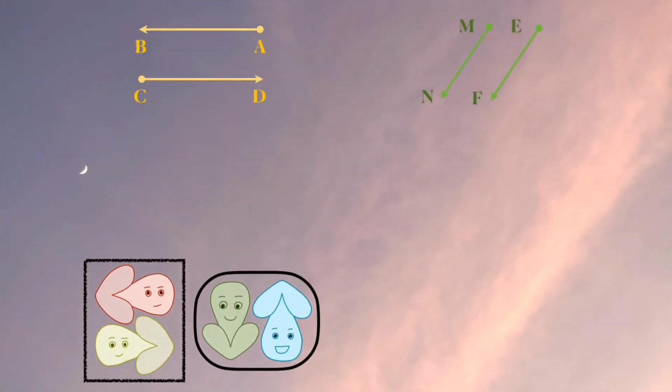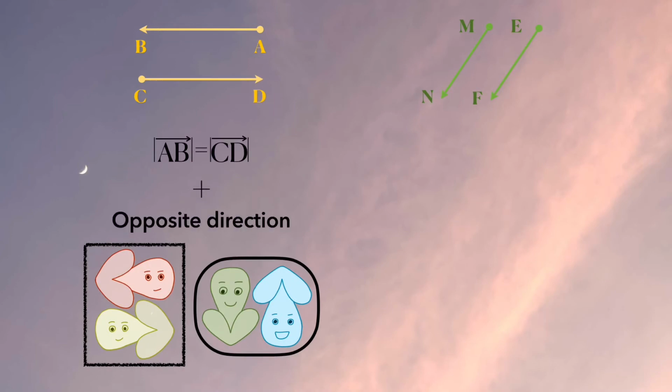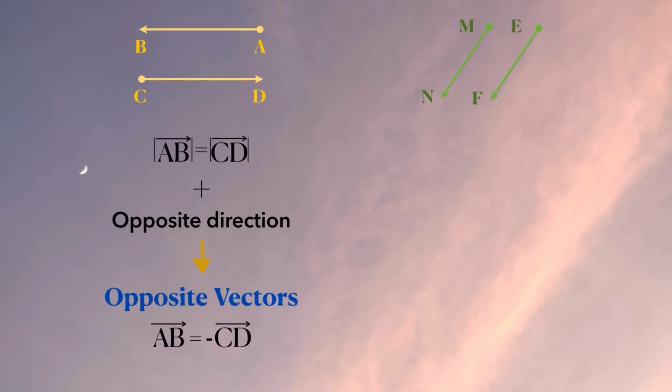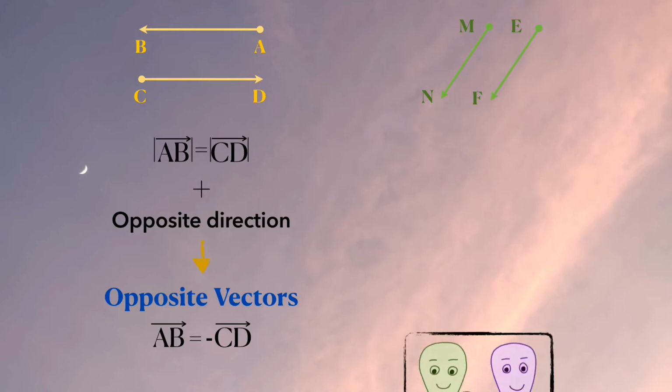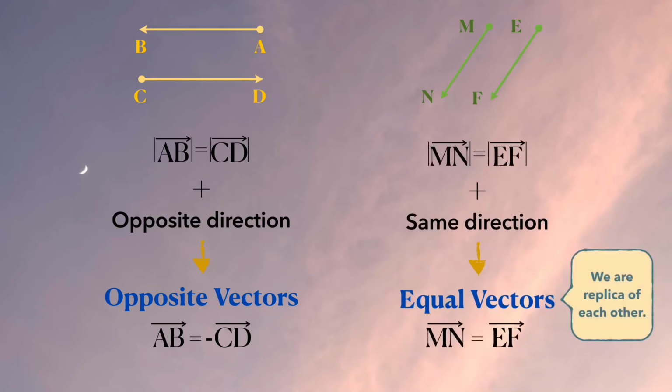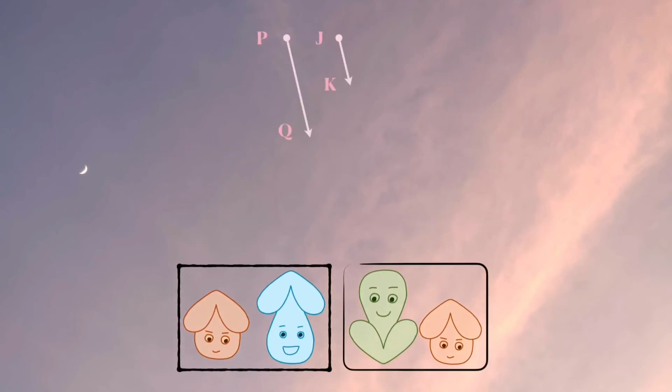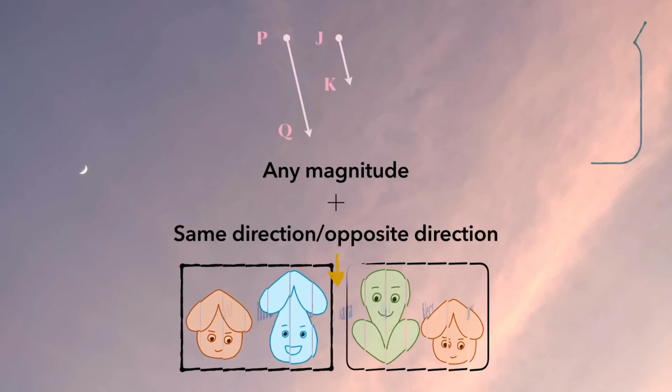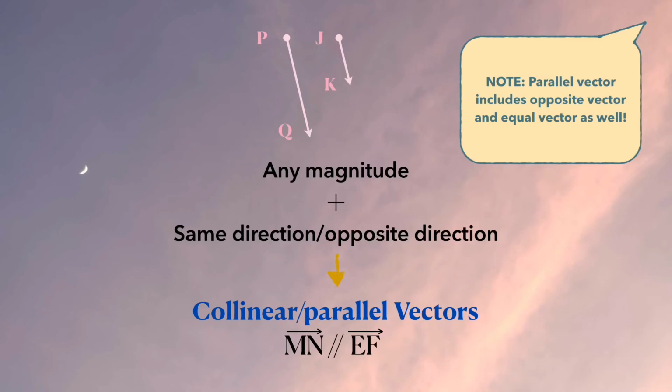These vectors have the same magnitude but exact opposite directions, so they are opposite vectors, that is, vector AB equals negative vector CD. Equal vectors have both the same magnitude and directions. They are considered the same vector. Any vectors with the same or exact opposite directions are collinear or parallel vectors.